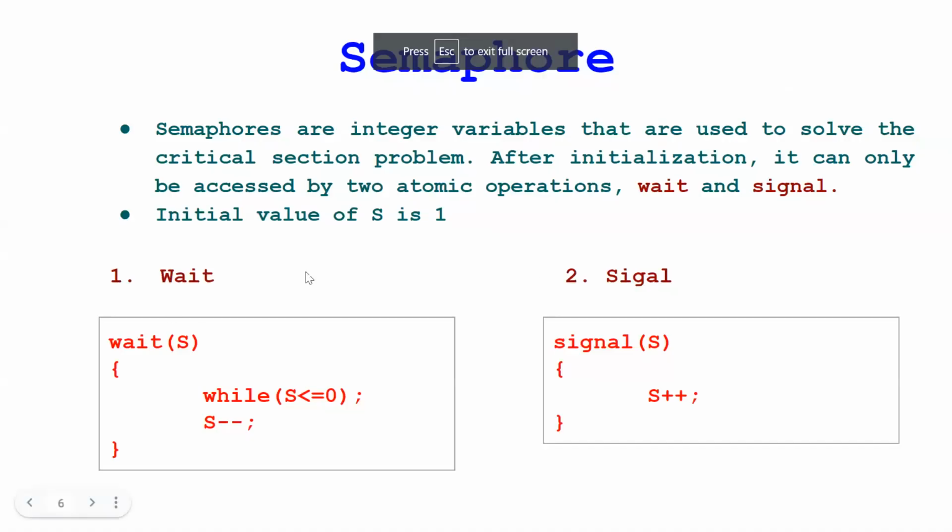Right? So these are the two operations. One is wait and the second one is signal. As I said, wait is kind of the decrement operation, and signal is kind of the increment operation. So here only that code is different.